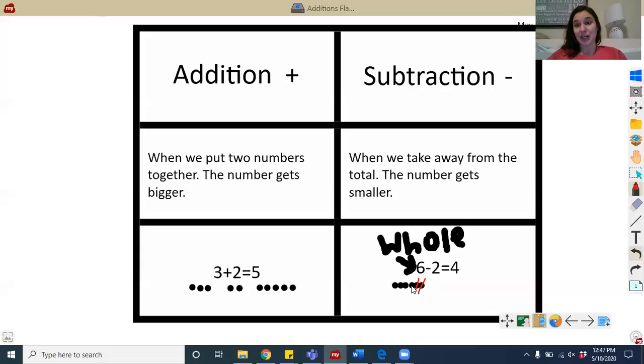Keep working really hard, and let's go ahead and get started on our addition flashcards. Remember, I am going to say the addition problem, and you are going to respond with the answer. Get ready.